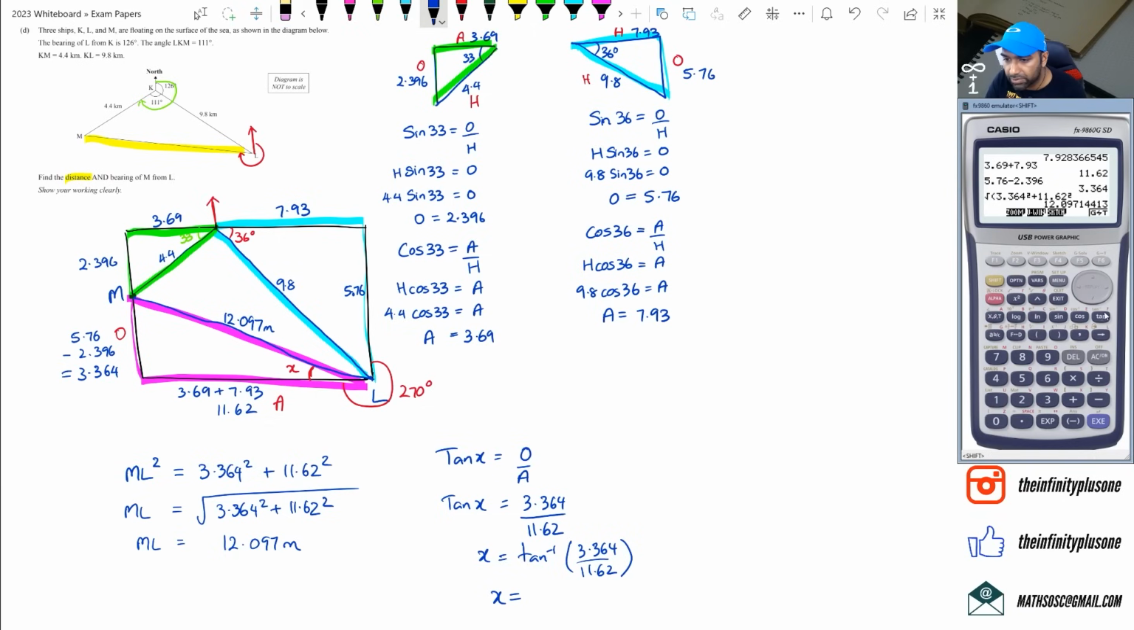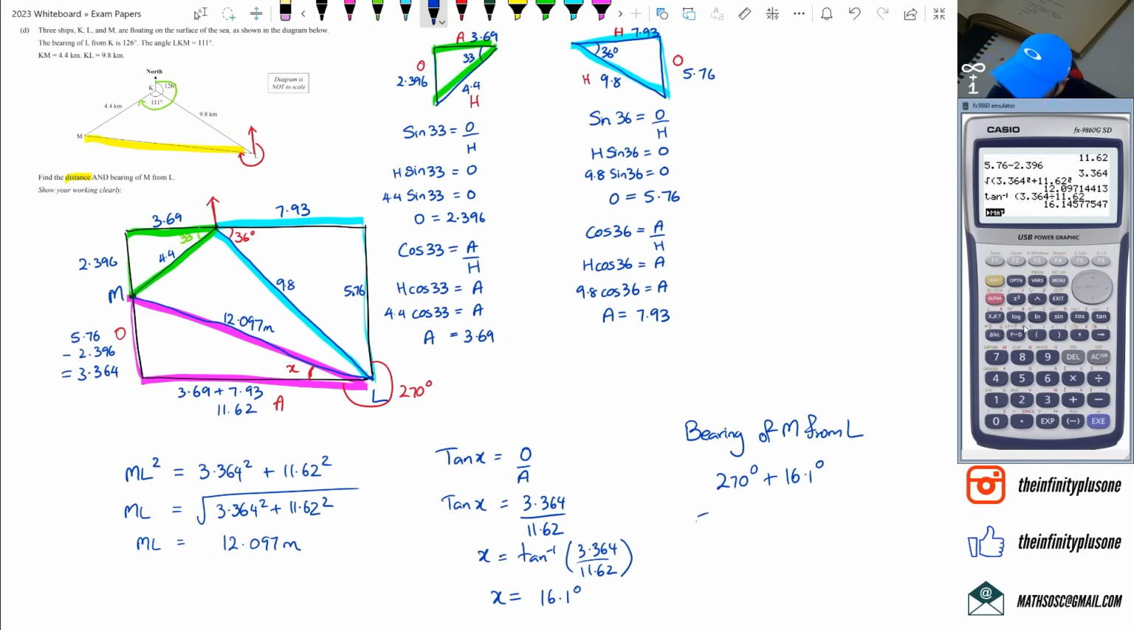is. So shift tan of 3.364 divided by 11.62, and that's going to give me 16.1 degrees. So then I can say that the bearing of M from L is the 270 degrees plus 16.1 degrees, which equals 286.1 degrees.